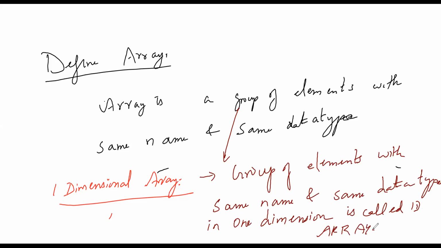For example, I'll tell you. Same last example I will take. Char name, and I'll put only one bracket. Then I'll put a semicolon. This is my one-dimensional array.